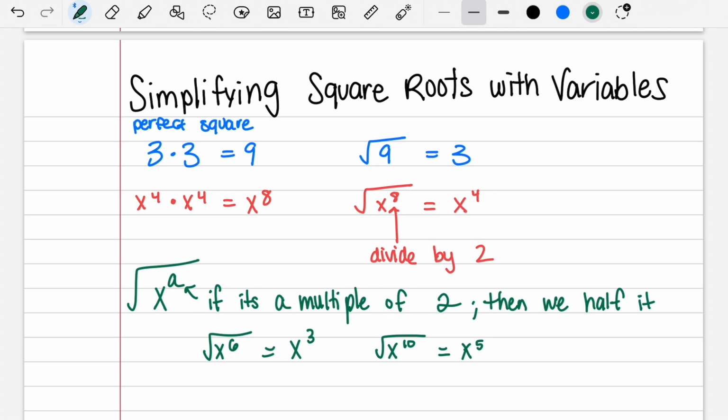What about if I had the square root of 9x^12? Well, 9 is a perfect square, so I can go ahead and just do 3. 12 is even, so I just have to divide it by 2. x^6. Then I'm done. But what happens if the exponent is not even? Let's take a look.